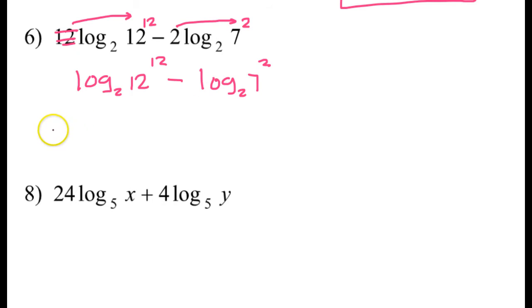So now we will use the quotient rule. So this will be log base 2 of 12 to the 12th power over 7 squared.